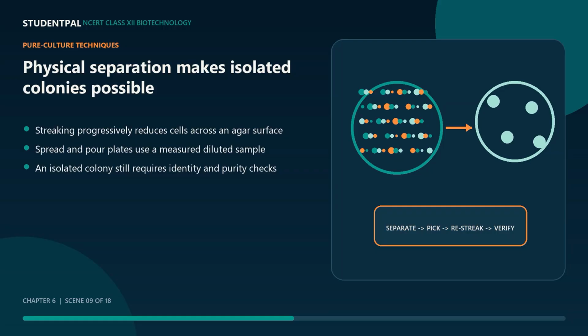A colony is described as arising from a colony-forming unit, because the starting unit may be a single cell or a clump. Picking one well-isolated colony improves the chance of purity, but confirmation can require repeated streaking, consistent colony morphology, microscopy, and biochemical or molecular tests. Separation is the beginning of verification, not its end.